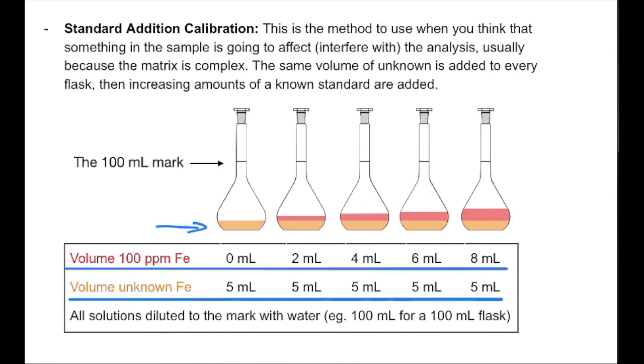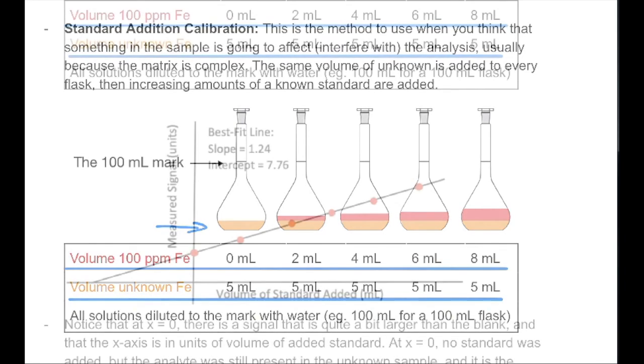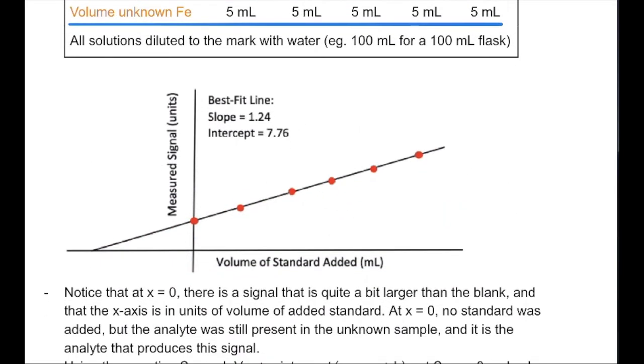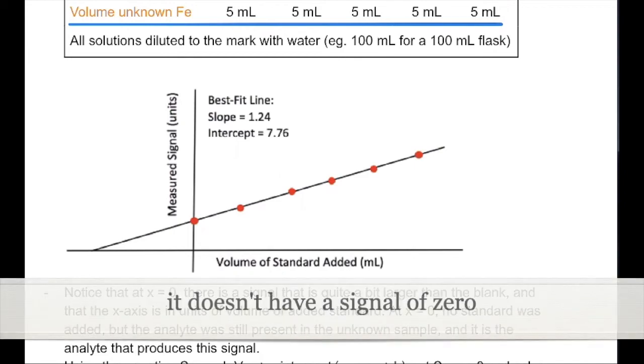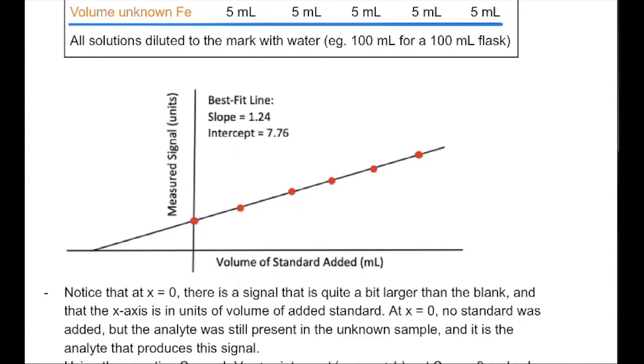And this is going to be important if we have a complex matrix, because anything that's going to interfere with the signal is already going to be present in all of our standards. Now I want you to take a look at what a calibration curve looks like using the standard addition calibration method. Notice that the first point is not at 0, and the straight line also doesn't go through the origin, right? The origin being right here.